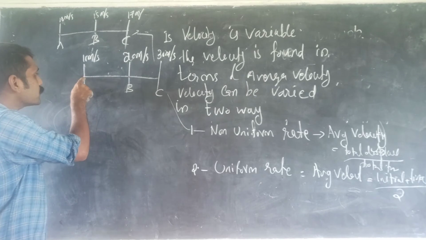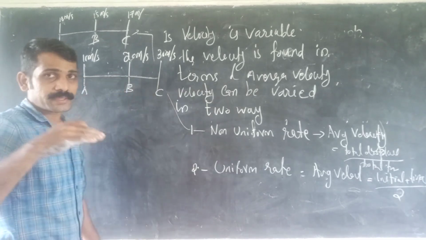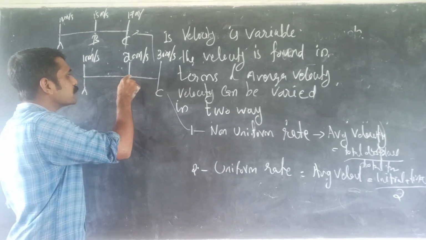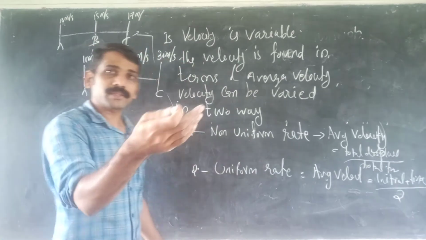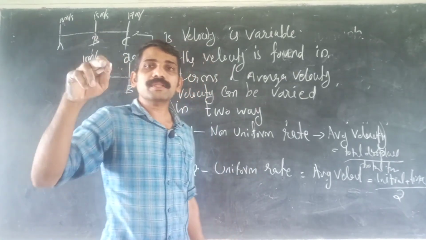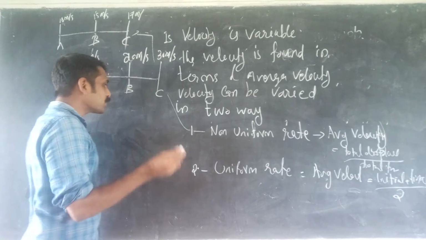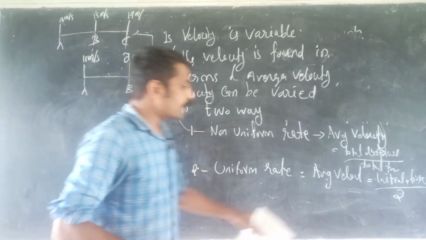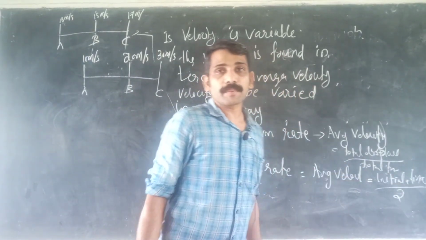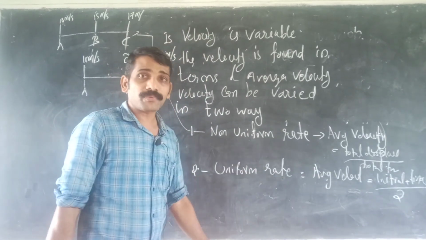Velocity is changing in uniform rate because at A is 10, at B is 20. When the object is going from A to B, velocity change is 10. And when the object is going from B to C, what is the velocity change? 10. Okay, so velocity change here is 10, 10, 10. So here in this case, average velocity is found by initial velocity plus final velocity by 2.